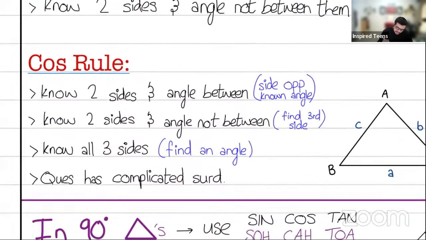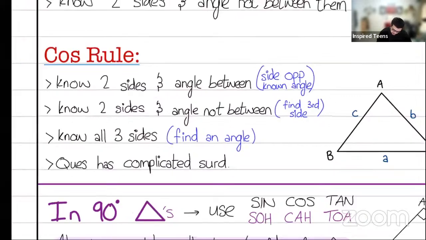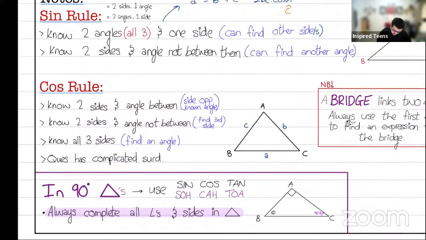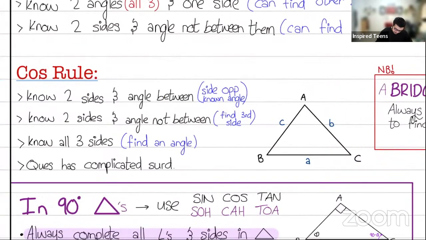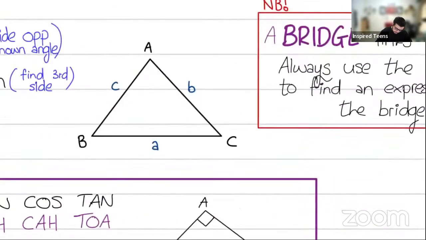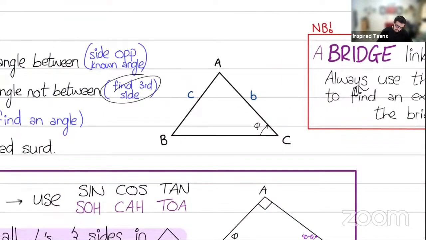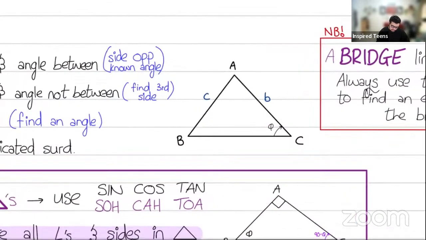So if you know two sides and the angle in between, you can solve for the side opposite to the known angle. What about if you know two sides and the angle not between them, you can find the third side. Let's see, that kind of confused me. Two sides and the angle not between them. So let's get rid of this and let's call this theta. And they are telling us you can find the third side.